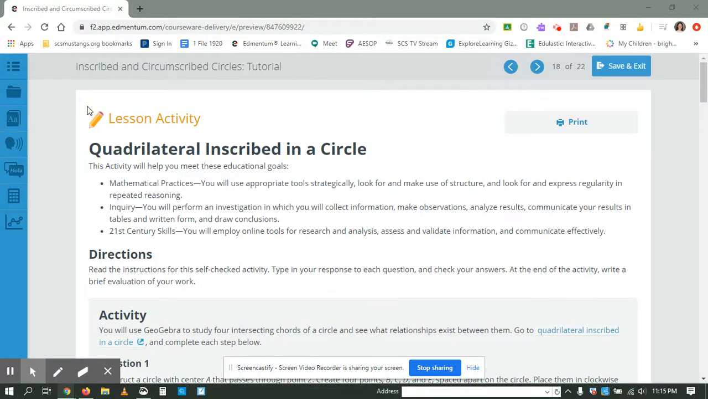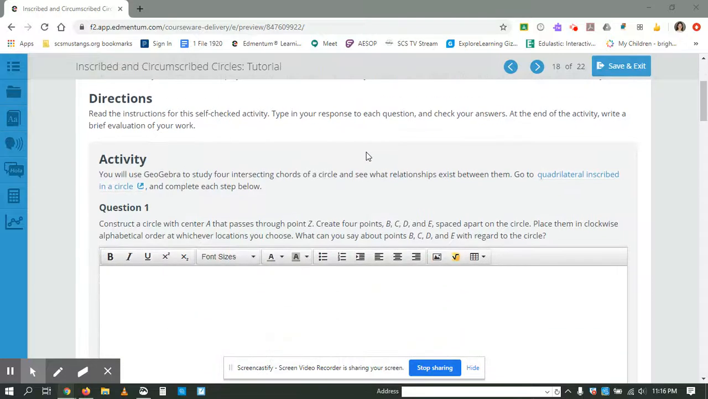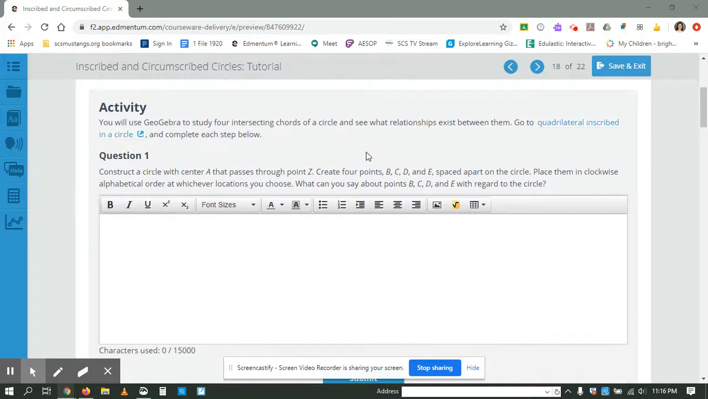Hey guys, in this video we're taking a look at our unit on circles, lesson 2, Inscribe and Circumscribe circles tutorial. We're looking at slide 18 for lesson activity. It's number 3 where they're asking us to do a quadrilateral inscribed inside a circle. So we go down to our activity.